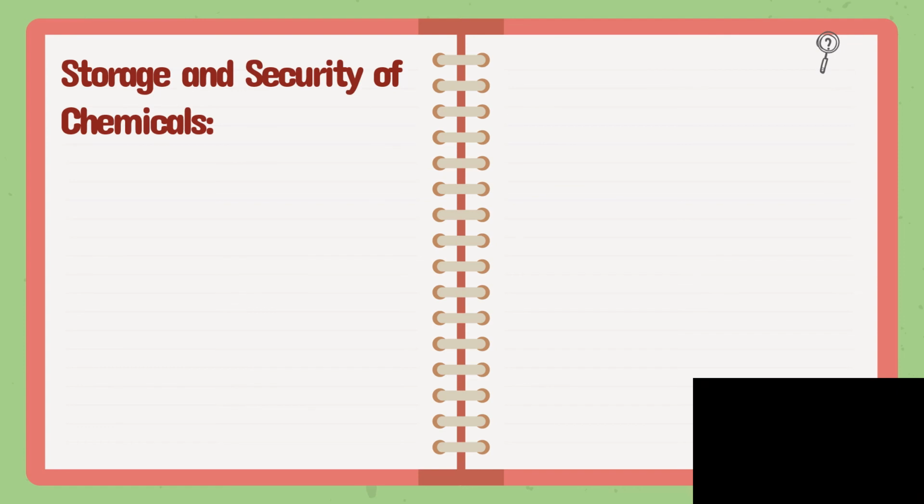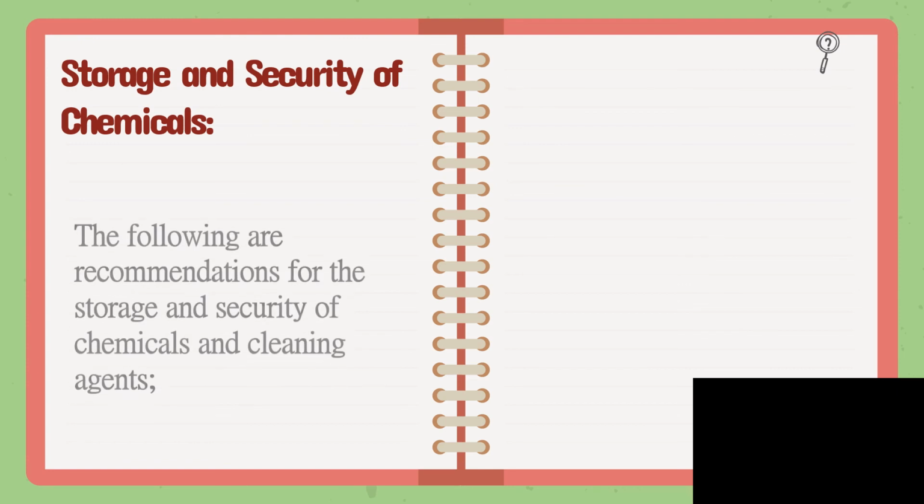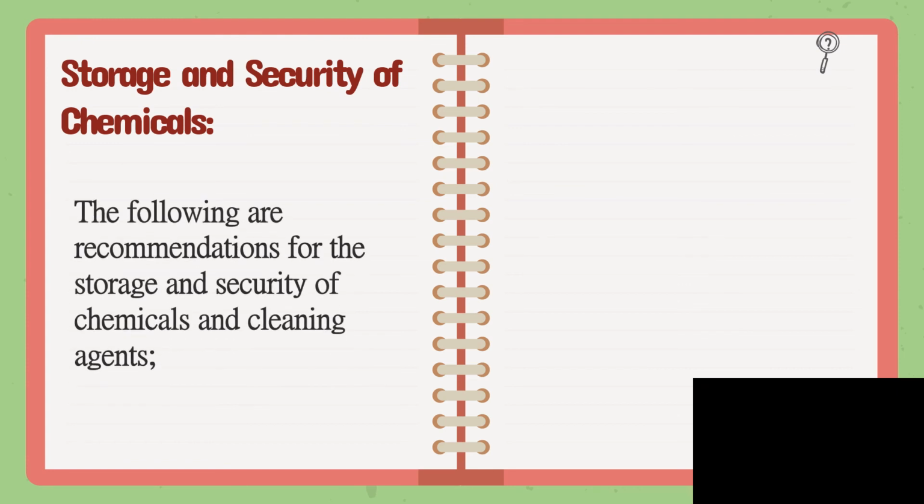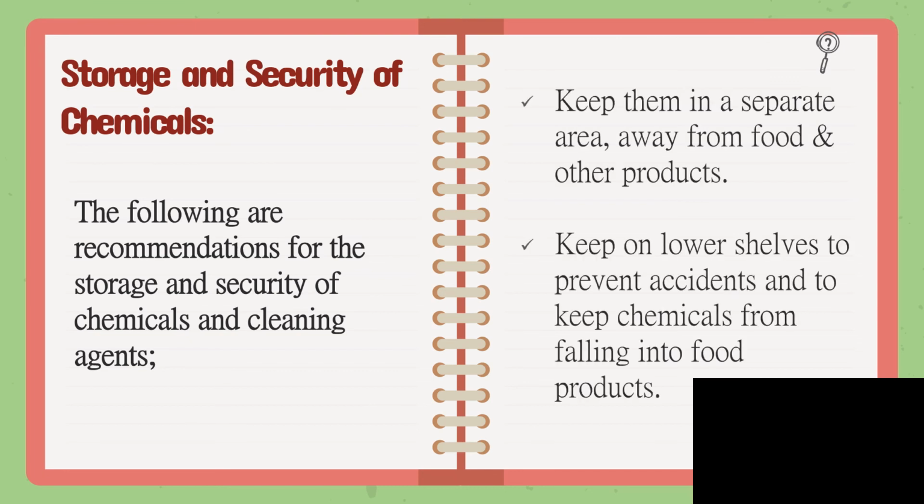In the next, storage and security of chemicals. So, paano nga ba dapat natin i-store o i-secure yung ating mga chemical? The following are recommendations for the storage and security of chemicals and cleaning agents. Number 1, keep them in a separate area away from food and other products. So, yung mga pagkain at panglinis, dapat hindi magkasama sa isang lalagyan. Dapat magkahiwalay.